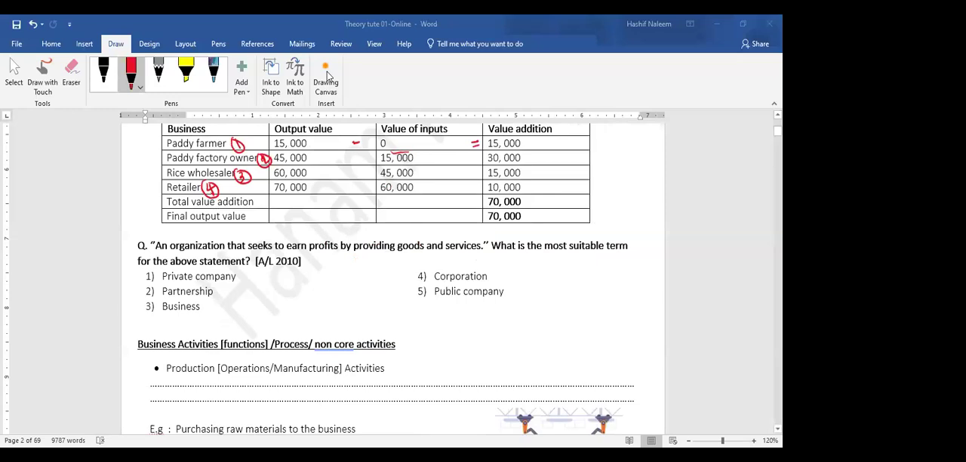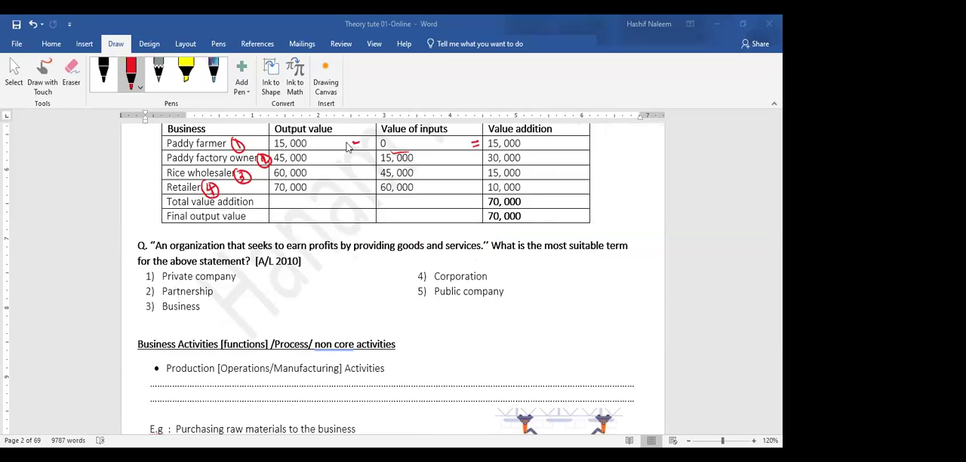So the next one is a question. It's a past paper question which is from 2010. So you all tell me the answer. What would be the answer? MCQ. You will know in business studies you have 5 options, not 4 options. So what's the correct answer? An organization that seeks to earn profits by providing goods and services. What is the most suitable term for the above statement? What's this called?